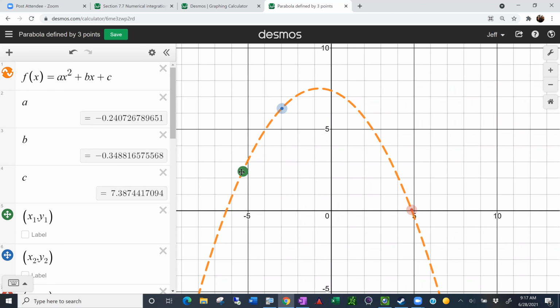So, okay, well, what does that have to do with our attempt at finding areas underneath the curve numerically?